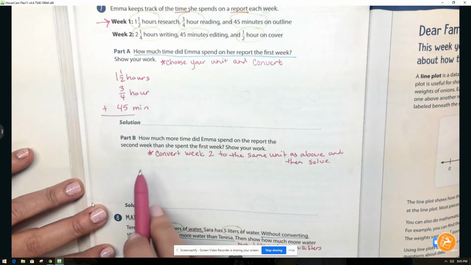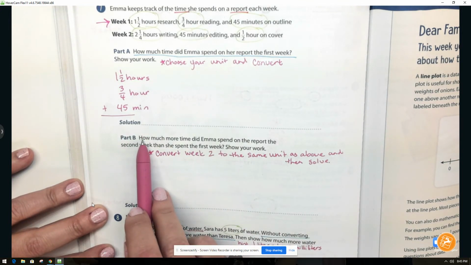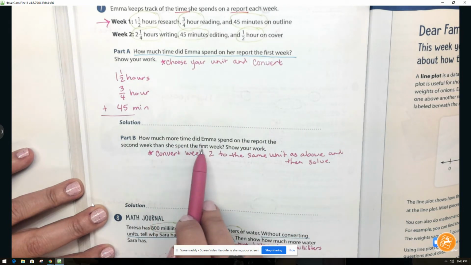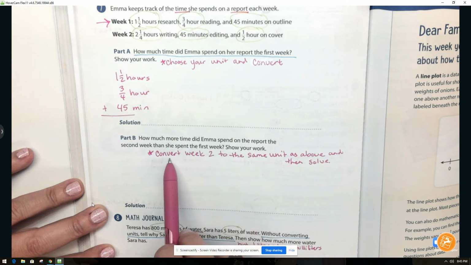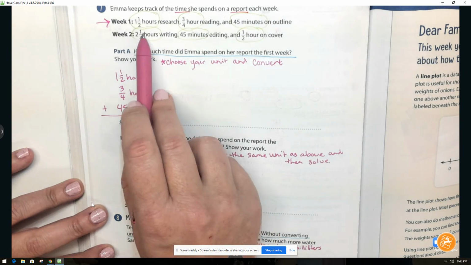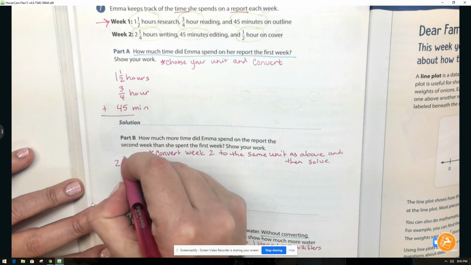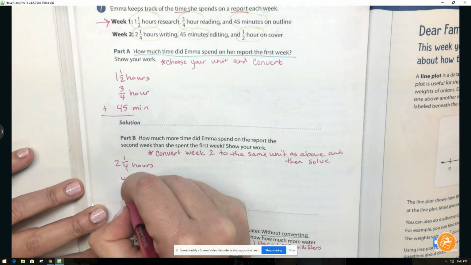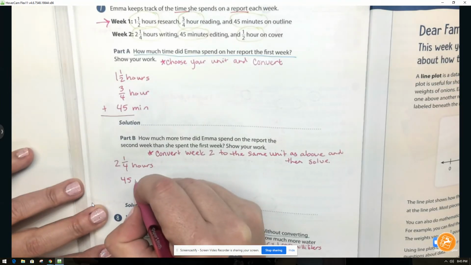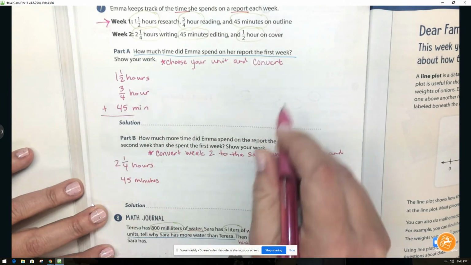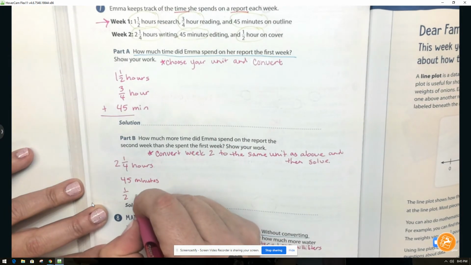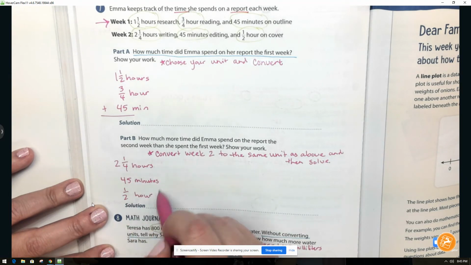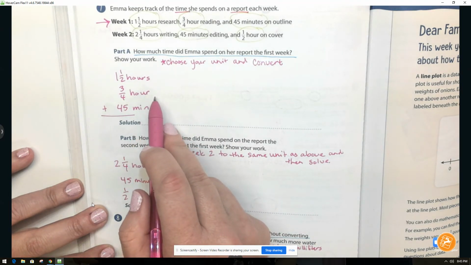You choose. However, when you get to part B, the question says, how much more time did Emma spend on the report the second week than she spent on the first week? Show your work. You need to convert your week 2. So you're going to have your 2 1/4 hours, your 45 minutes, and your 1/2 of an hour. You need to convert all of these to the same unit you chose up here.